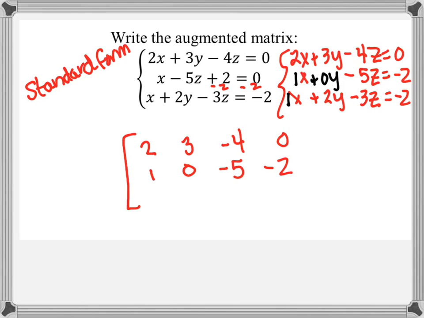In our third equation, we'll have a 1 as the coefficient of x, 2 is the coefficient of y, negative 3 is the coefficient of z, and our right-hand side constant is negative 2. So this is our augmented matrix for our system. Sometimes you put this little separator line to help make it more readable. It's not technically part of the matrix. Sometimes I use it, sometimes I don't.